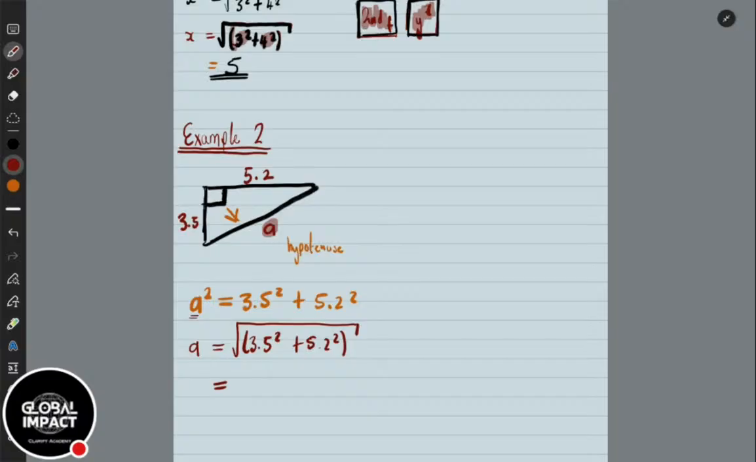Punch in your calculator, let's see. Tell me what the answer is going to be. Remember I said to put square root, you're going to say second function. Then you press the button which says y to the x. Then you're going to have square root sign. Then you open your bracket, you say 3.5 squared plus 5.2 squared, you close, then you say equal to. What answer do you get?